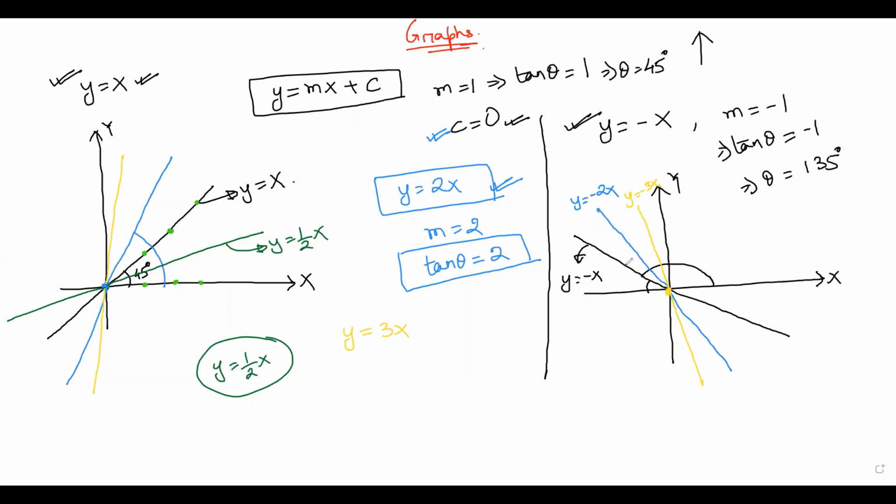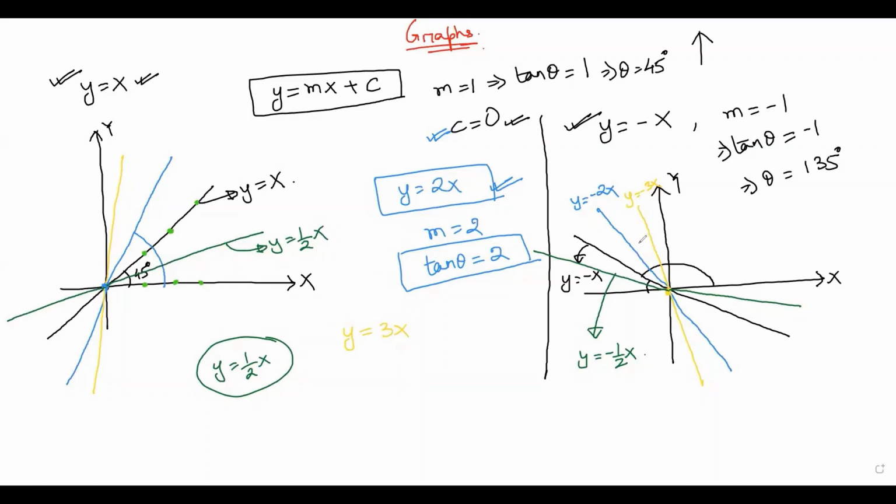So this would be y equal to 1 by 2x. In a similar way, the graph of y equal to minus 1 by 2x would be on the left side of y equal to minus x. So y equal to minus 1 by 2x would be something like this. So this line would be representing y equal to minus 1 by 2x line.